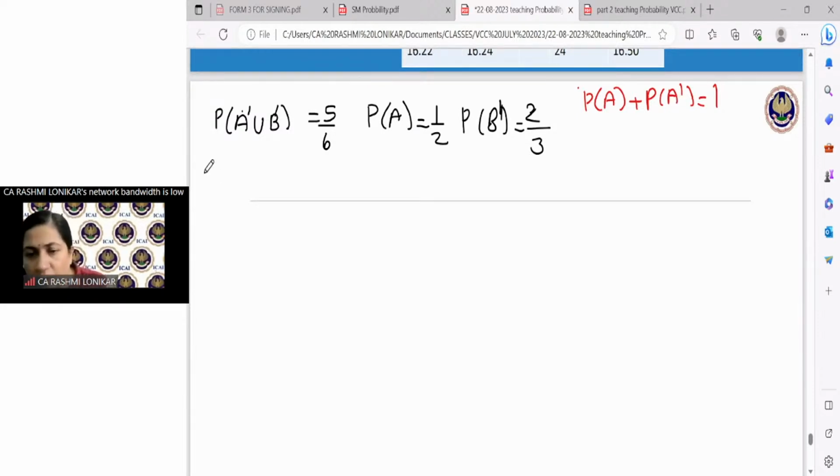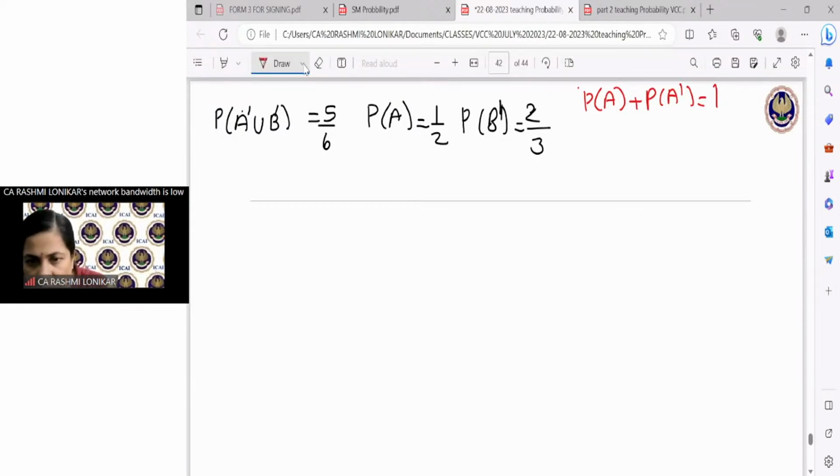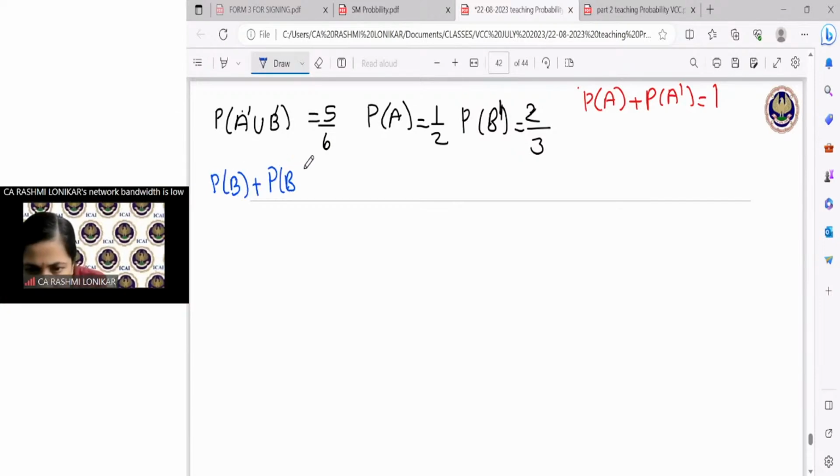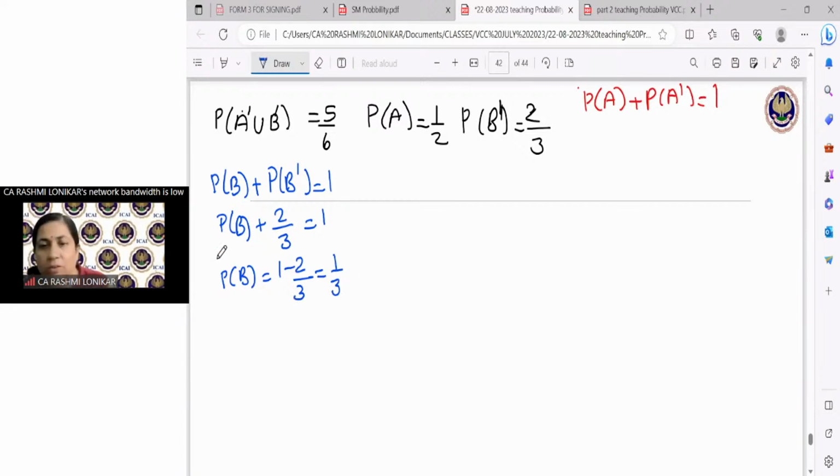Here, I'm going to first apply this to P of B dash. So what do I do? I will write P of B plus P of B dash is equal to 1. P of B I don't know. P of B dash is 2 by 3, so P of B plus 2 by 3 is equal to 1. So P of B is equal to 1 minus 2 by 3, which is 1 by 3. This is important that I have found out.